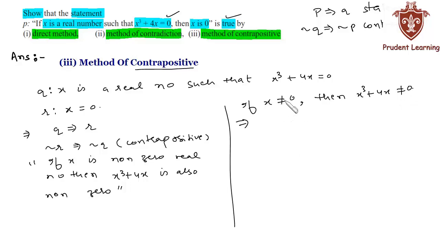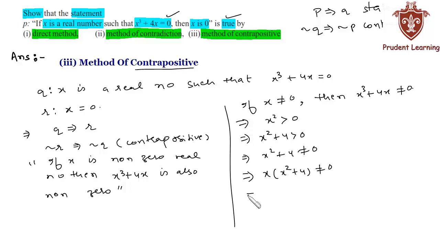Since we have assumed x is not equal to 0, therefore we can comfortably write x square is greater than 0, because we know that if a number is non-zero, then its square is always greater than 0. Now adding 4 on both sides of the inequality, we'll have x square plus 4 is greater than 0, which can also be written as x square plus 4 is not equal to 0. Further, we can multiply x on both sides and we'll get x times of x square plus 4 is not equal to 0, which gives us x cube plus 4x is not equal to 0.